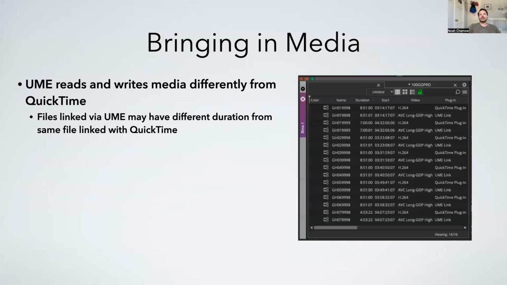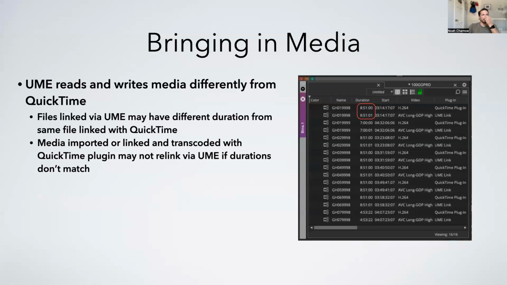So for example, if you look at this bin, you'll see this is a bunch of GoPro footage. If you look right here, you'll notice that we have the same clip. One is linked via UME and one is linked via QuickTime. The UME link is 1 frame longer than the QuickTime link. Kind of frustrating because that means that media that's imported or linked and transcoded with the QuickTime plugin may not relink via UME if the durations don't match.